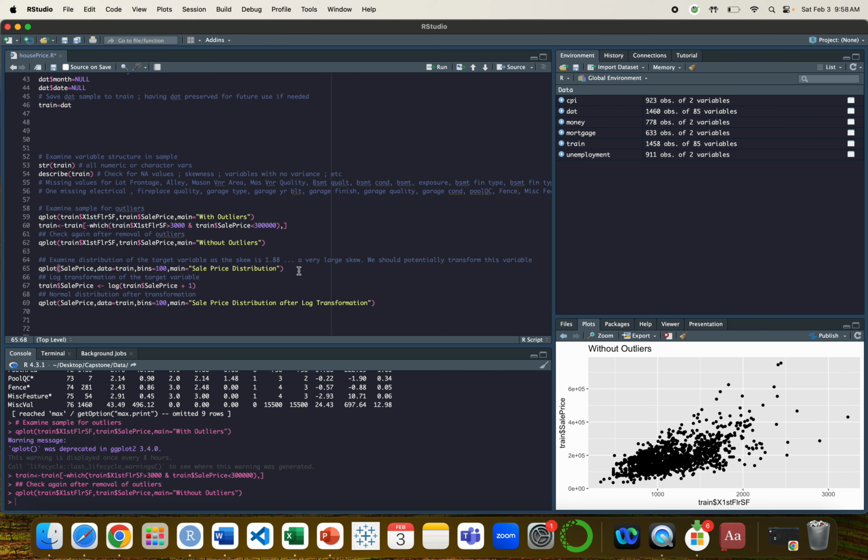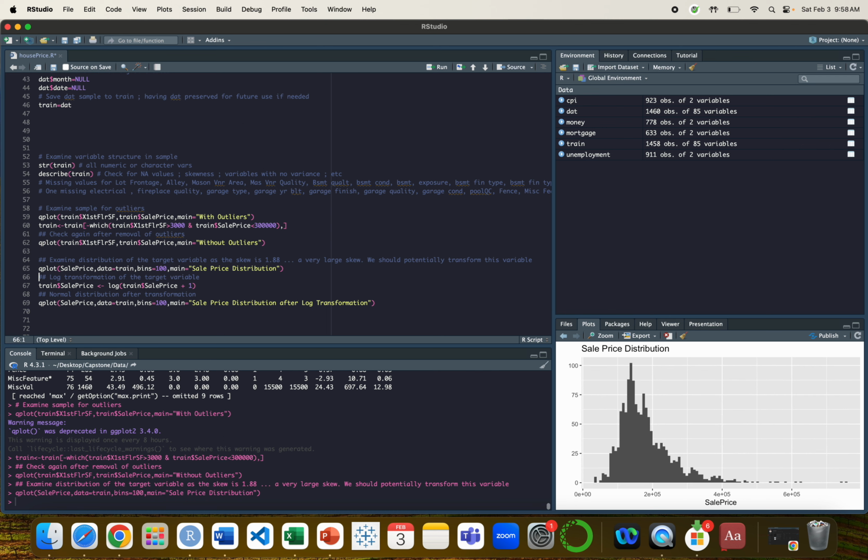Now we look at the sale price distribution. Remember I was talking about, ooh, that's not a normal distribution. So that could definitely impact our prediction and the stability of our results when we go to predict on new observations. So what do you do? You want to log it. You would log transform this sale price variable, and instead of being right skewed, it'll be more normally distributed.